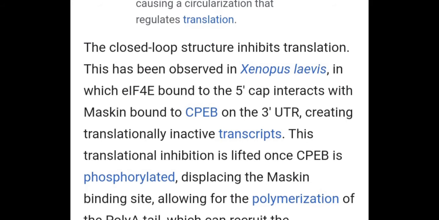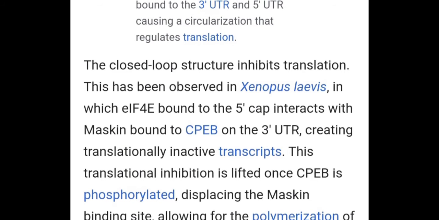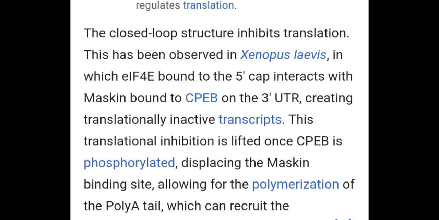Now what is CPEB? CPEB is cytoplasmic polyadenylation element binding protein. This CPEB actually interacts with the CPE element found on the 3 prime UTR. CPEB, cytoplasmic polyadenylation element binding protein, interacts with the CPE element located on the 3 prime UTR, and the masking protein factor is bound with CPEB, and thus creating a translationally inactive transcript.